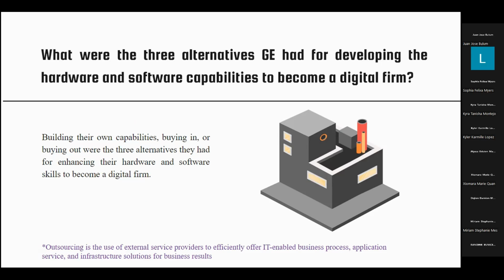So GE's first alternative was starting its own company. After that, they looked for partners who might assist them. And thirdly, they tried to outsource some work to other businesses. And outsourcing, as I have there, is the use of an external service provider to efficiently offer IT-enabled business process, application service, and infrastructure solutions for business results.